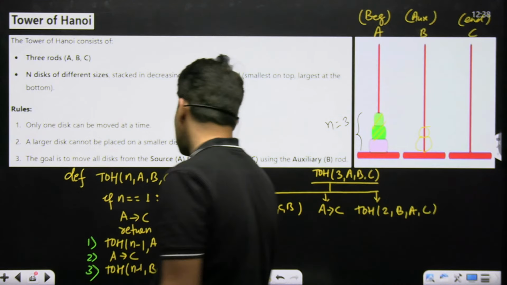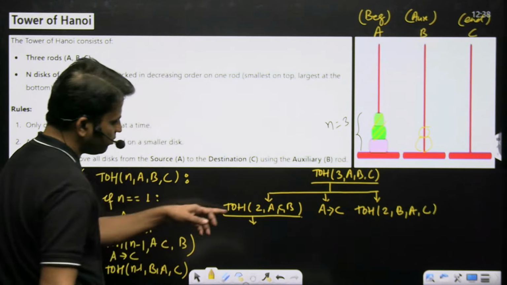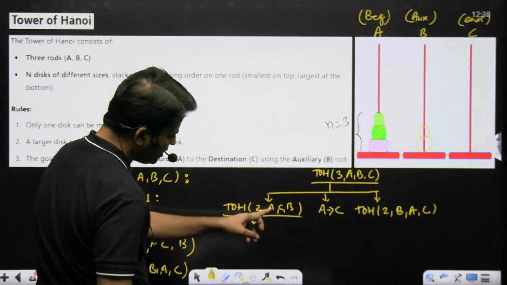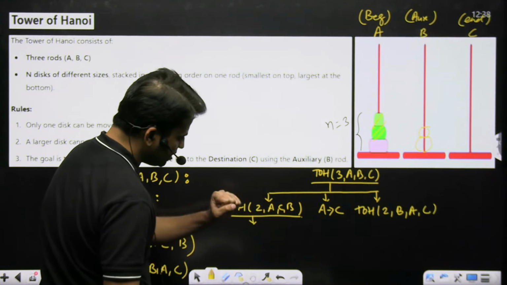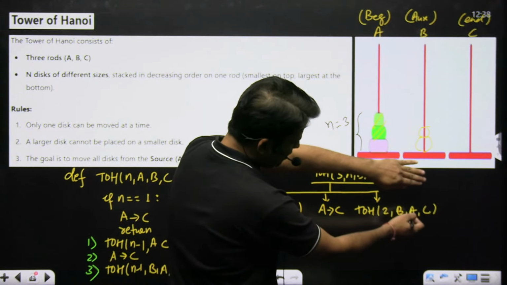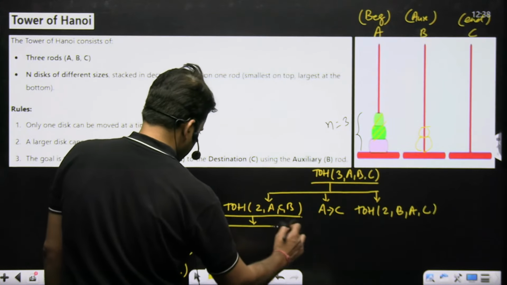Okay. Again, this is a smaller problem, for n equals 2. Here, beginning page is A, auxiliary page is C, ending page is B. Don't compare with the earlier one. In this case, beginning is B, auxiliary is A, ending is C, right? Solve this again.